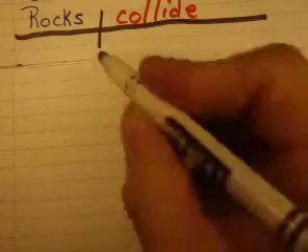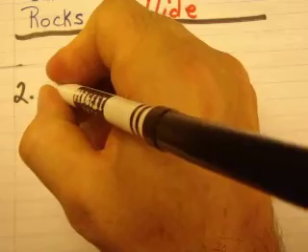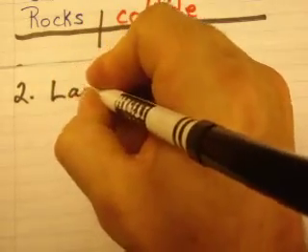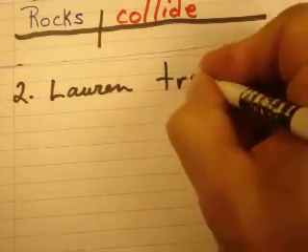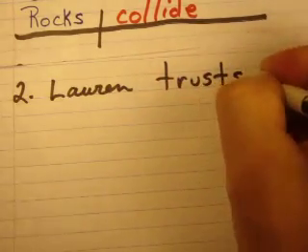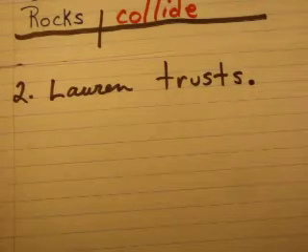Alright, sentence number 2. Write this down. Lauren trusts. Okay, then Lauren's going to catch you. It's called the trust fall. Trust fall. Ready, set, go.